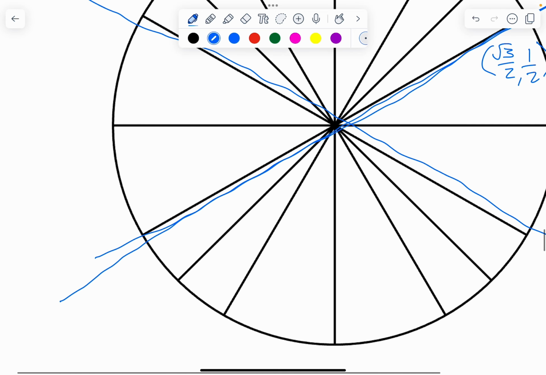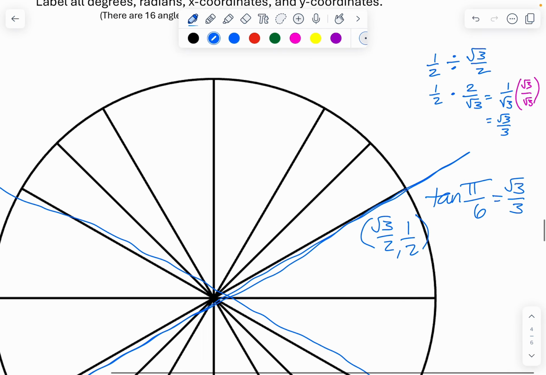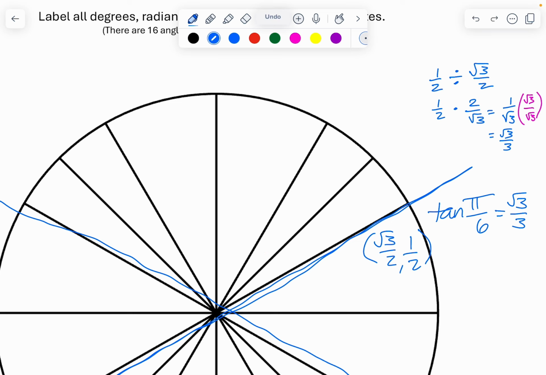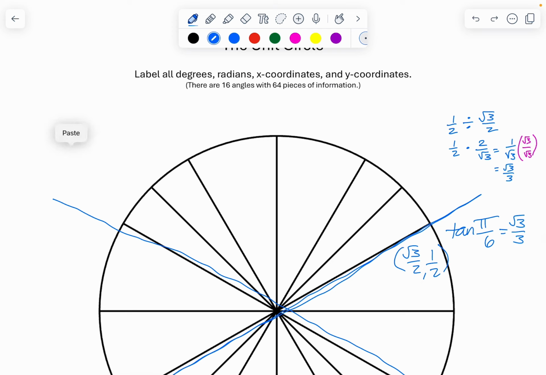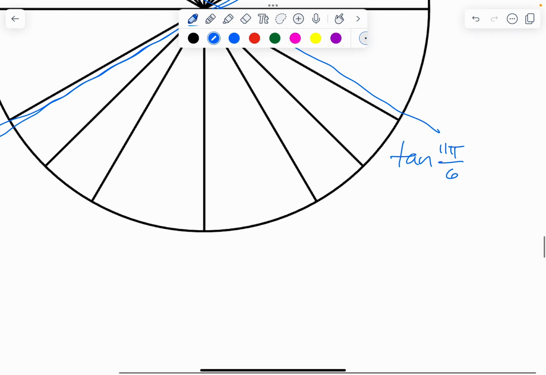Coming down over here, this is 7 pi over 6, so tangent of 7 pi over 6 has the same slope, root 3 over 3. And now these other ones have the same slope, but they've been reflected, so they're negative. Notice this one right here, excuse me, this one is going down. It's a negative slope, but it has the same steepness. Can you say that? I think you can. This is tangent of 5 pi over 6, and that would be equal to negative root 3 over 3. And this one is the same line, same slope. So this is 11 pi over 6, so tangent of 11 pi over 6 is equal to negative root 3 over 3.